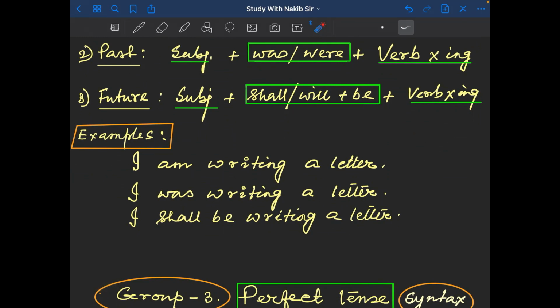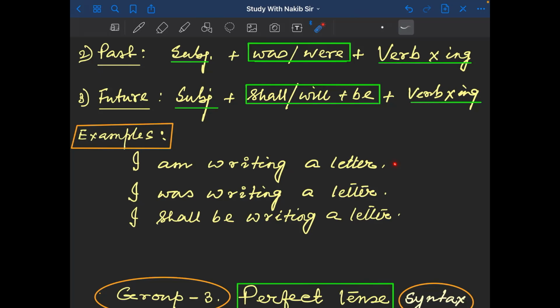See the example, the same sentence in the continuous tense form. See, I am writing a letter. Present continuous tense: am writing; am, is, are plus ing form of the verb. So I am writing a letter, present continuous tense. Past continuous tense, I was writing, and future continuous tense, I shall be writing.